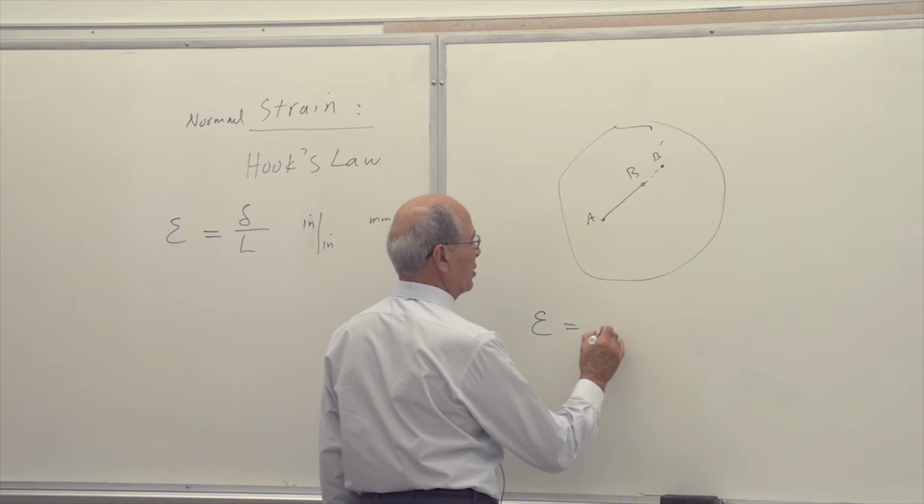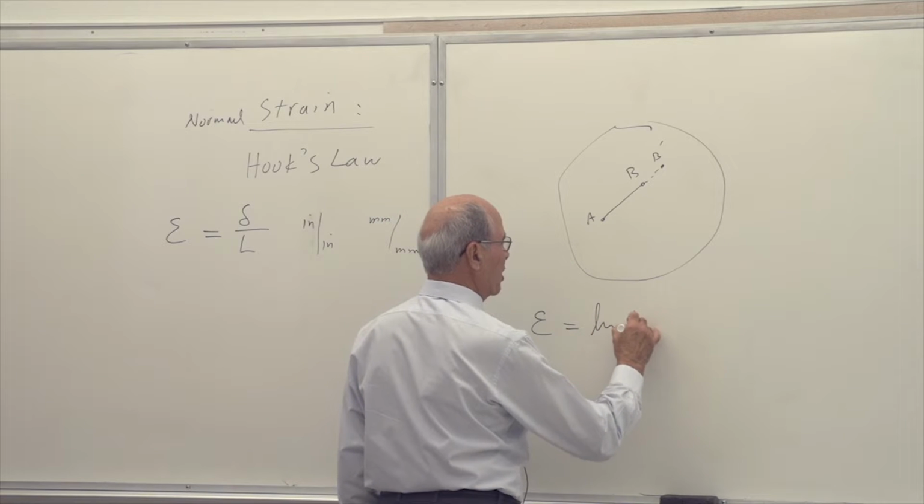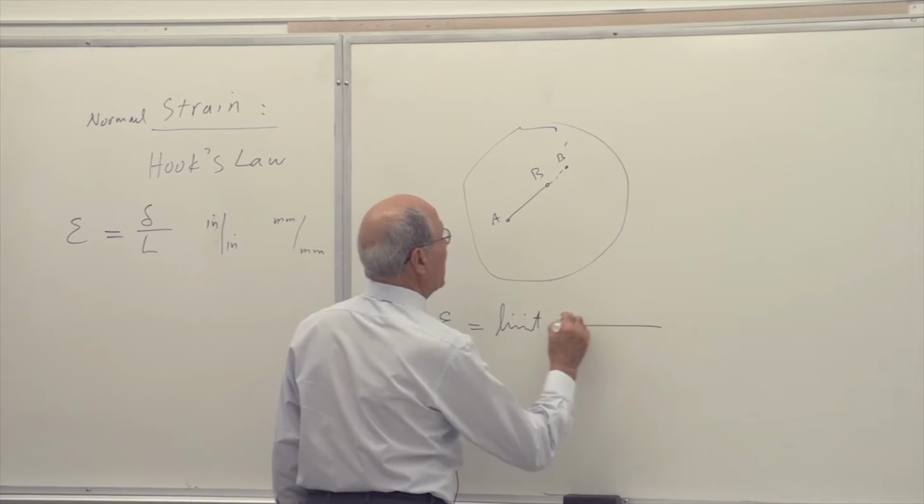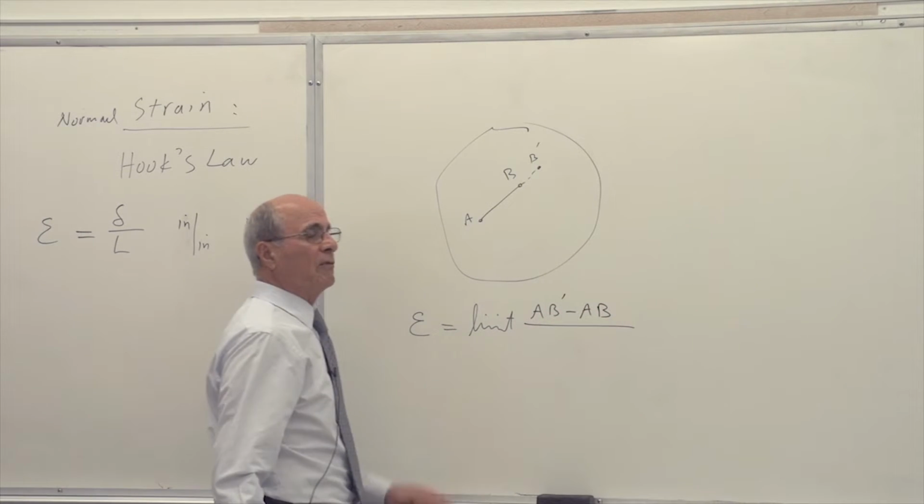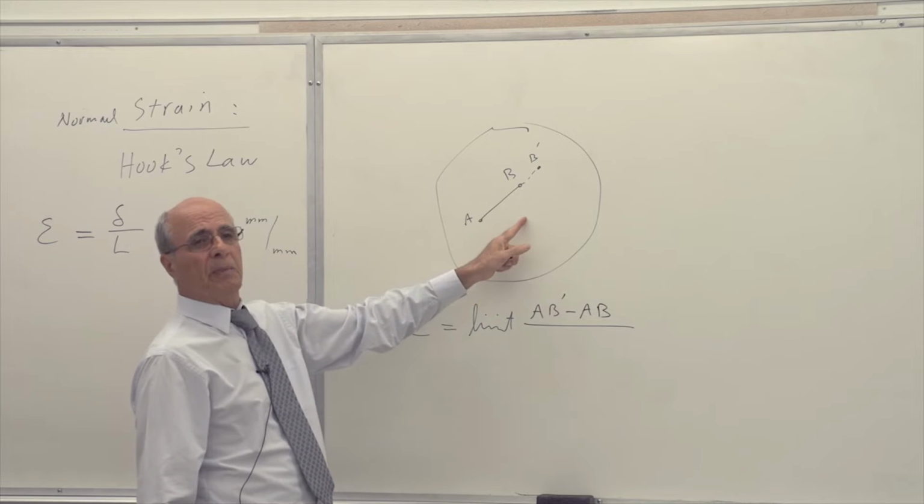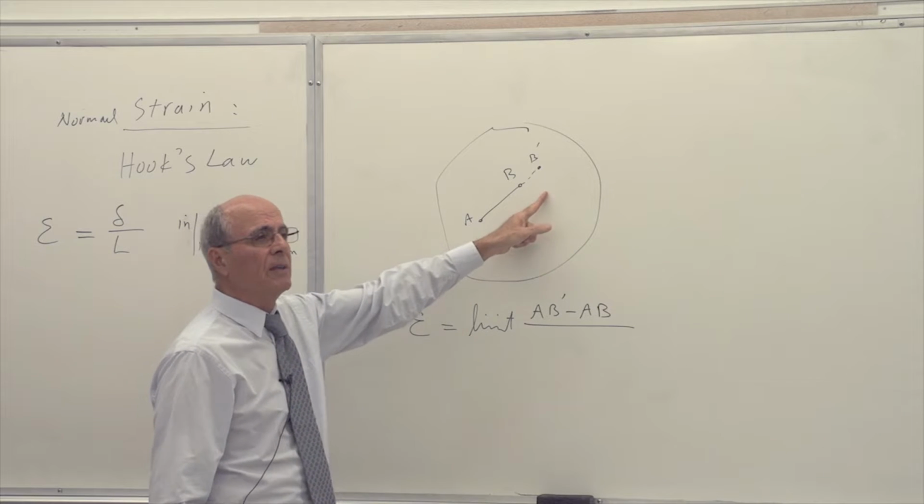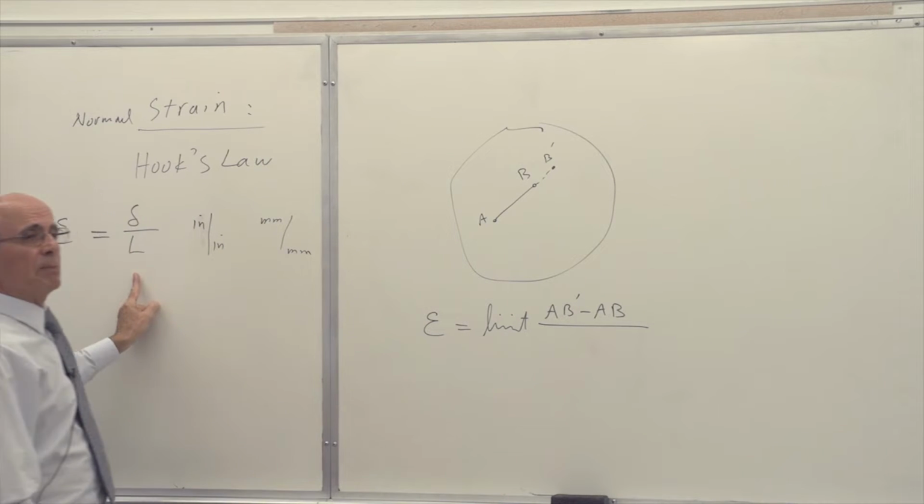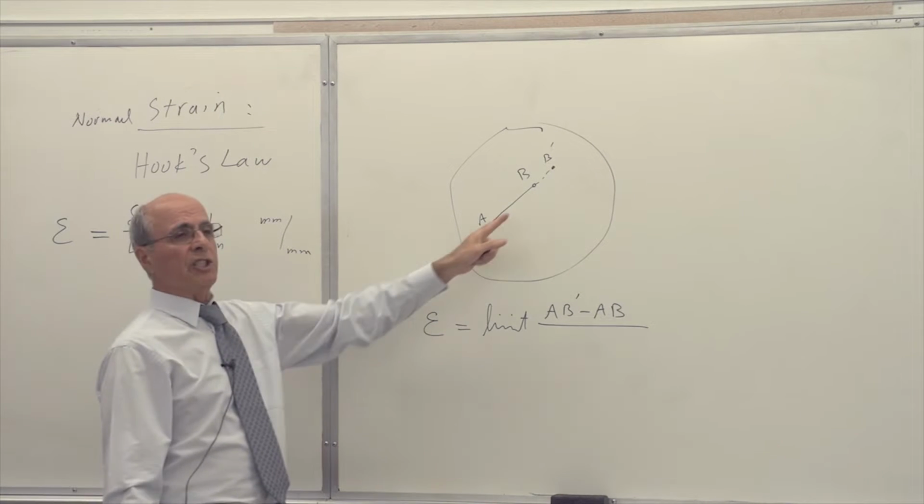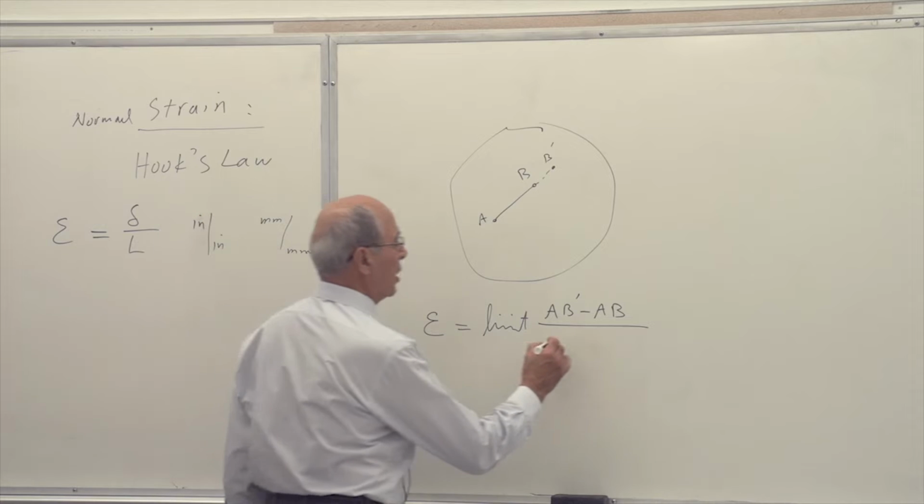Epsilon is equal to, I put here a limit because that's how we do the math, of AB prime minus AB. Everybody see that? What is AB prime minus AB? That's the definition of delta. Everybody understand? Divided by what? Divided by L, which is the original length. Is that correct? Divided by AB.